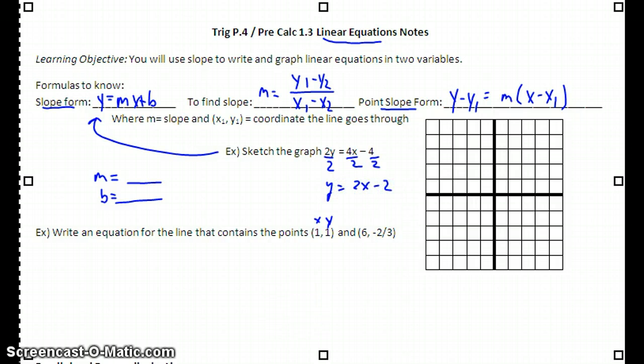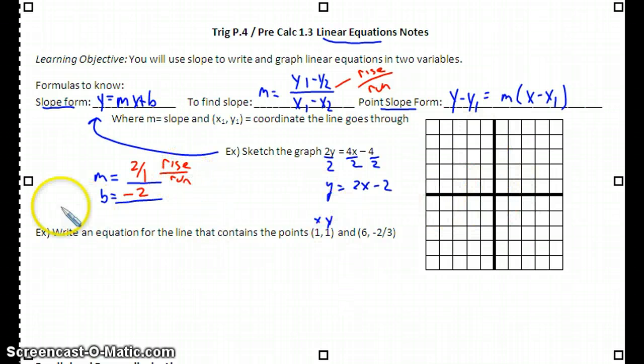So in my problem here, y equals mx plus b, my b is negative 2, and my m is 2, but I'm going to write it as a fraction. Because remember, another way that we can find the slope is to also use rise over run. And I have my rise of 2 and my run of 1 if I write it as a fraction. If I just left it as a 2, I wouldn't have that rise over run.